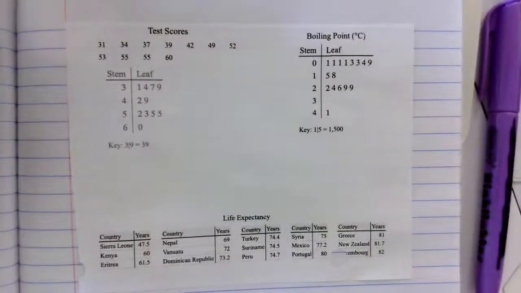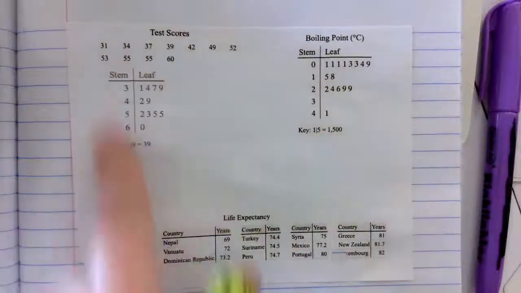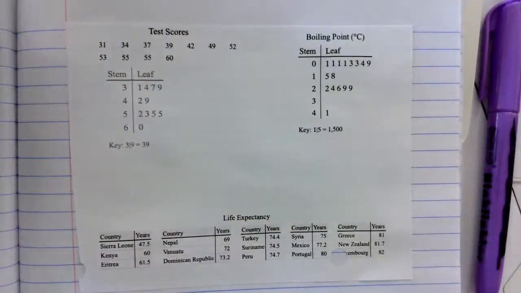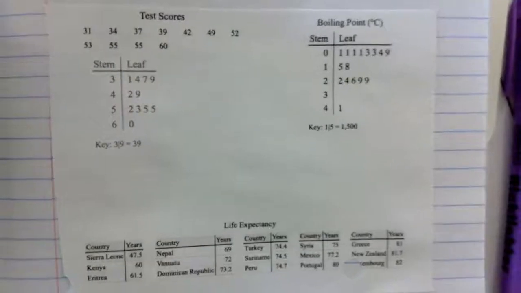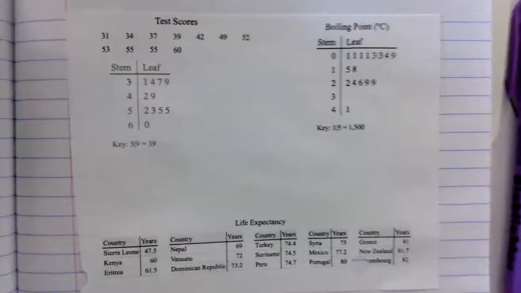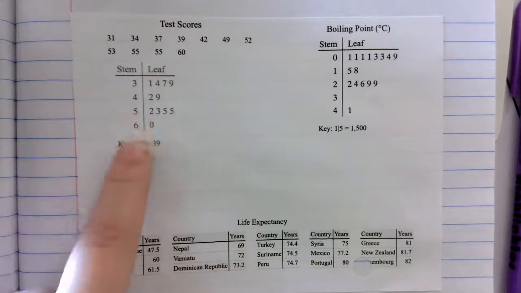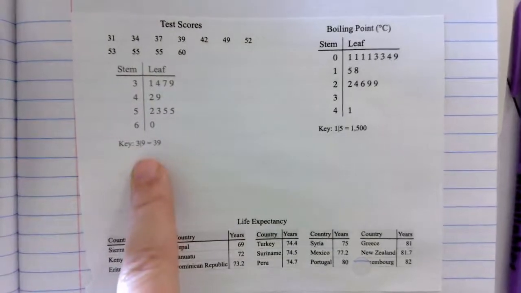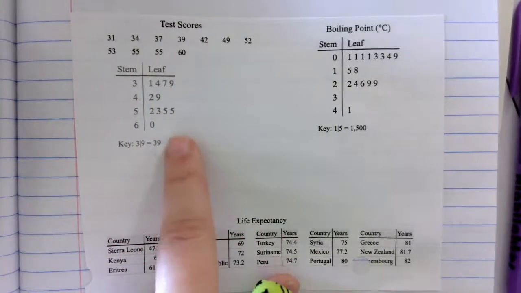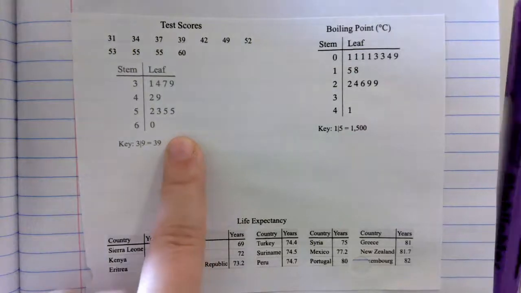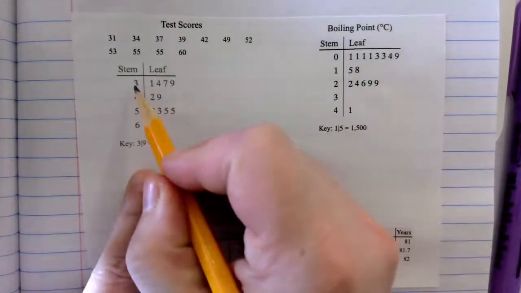Good. Stem is the tens place, and the leaf is the ones place. So here we really have 31, and then 34, then 37, 39. Good. Okay, so that one's mainly there just for us to see how it works all together.